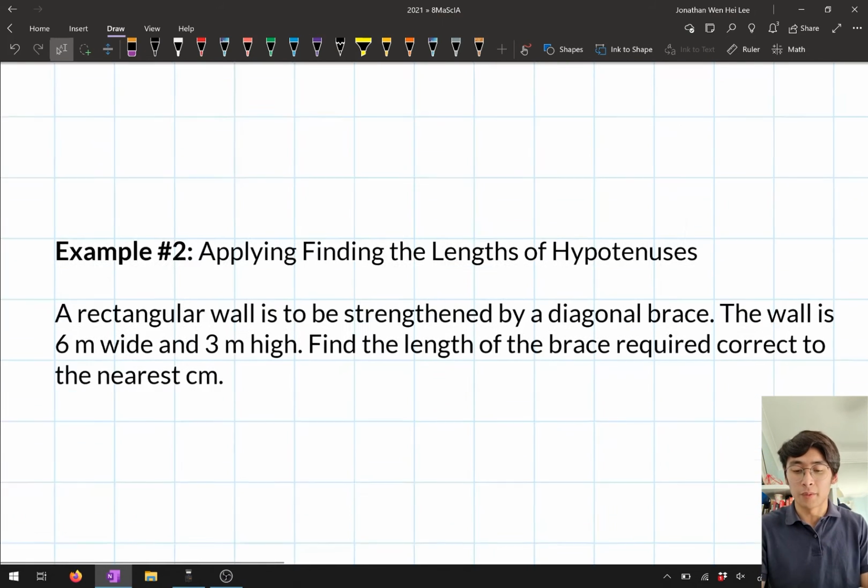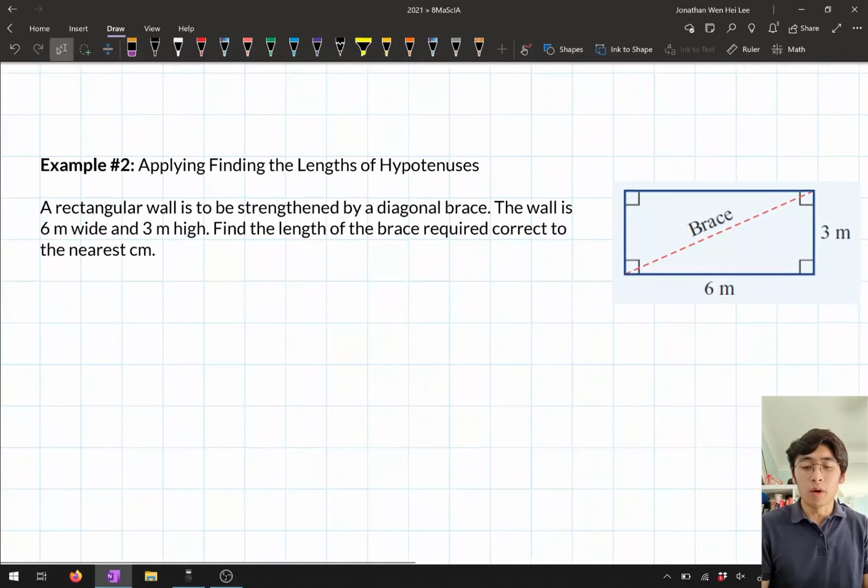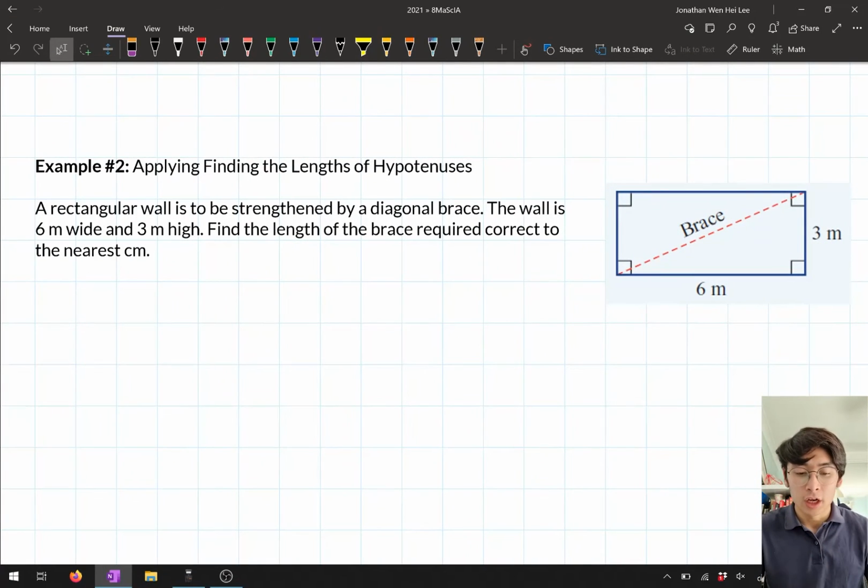So let's have a look at this following example. A rectangular wall is to be strengthened by a diagonal brace. The wall is 6 meters wide and 3 meters high. Find the length of the brace required to correct to the nearest centimeter.